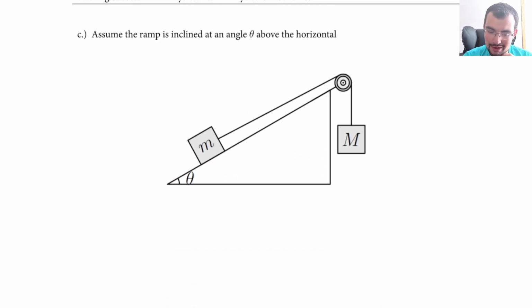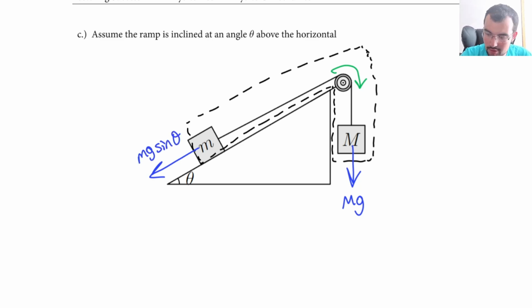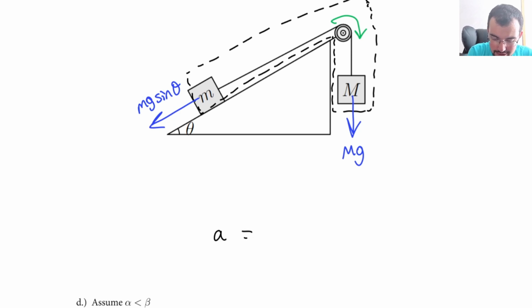All right, now we got the ramp. So for the ramp, same idea. Box it up. So here we have mg driving us down this way. And we do also have another opposing force, but since it's on a ramp, it's not the full mg trying to pull me the other way. It's little mg sine theta because we're on a ramp. So this acceleration would be big mg helping minus little mg sine theta hurting divided by the total mass.